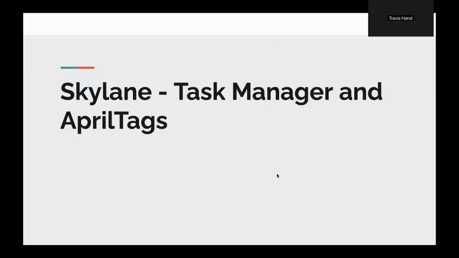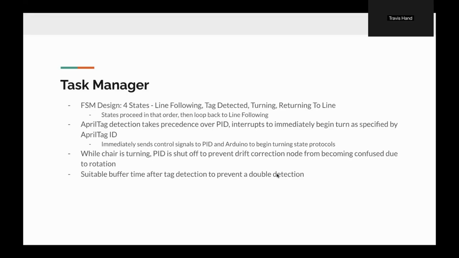This is the Skylane Task Manager and April Tag system. The Task Manager is a functional state machine design with 4 distinct states that progress in the following order: line following, tag detected, turning, and returning to line. The wheelchair mainly exists in the line following and turning states, as the line following state is when it is following the lines along the ceiling and using a PID controller to minimize drift, and the turning state is when an April tag has been detected and the wheelchair is rotating.